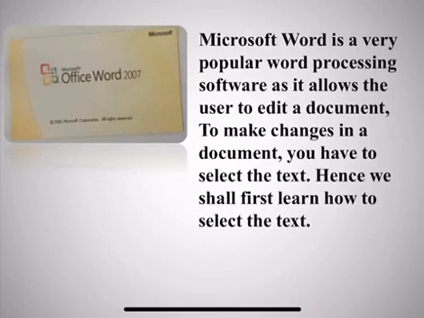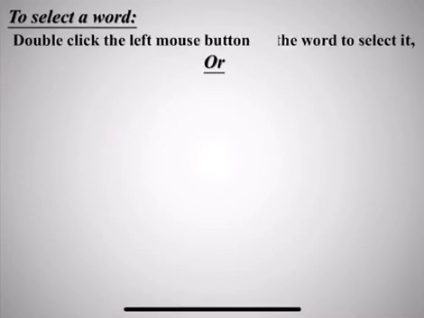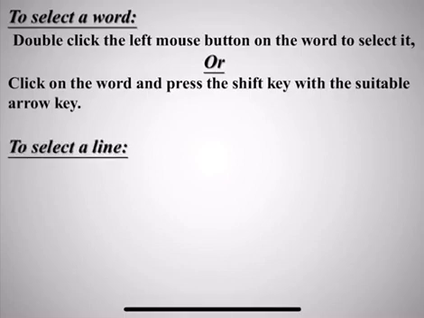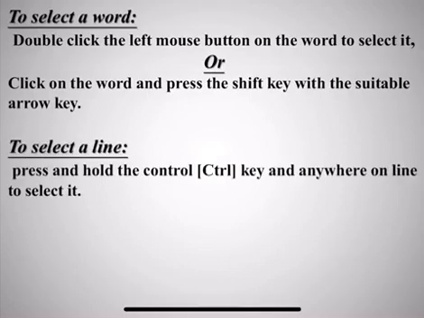To make changes in a document, you have to select the text. Hence, first we shall learn how to select the text. To select a word, double-click the left mouse button on the word to select it, or click on the word and press the Shift key with the suitable arrow key. To select a line, press and hold the Control key and click anywhere on a line to select it.